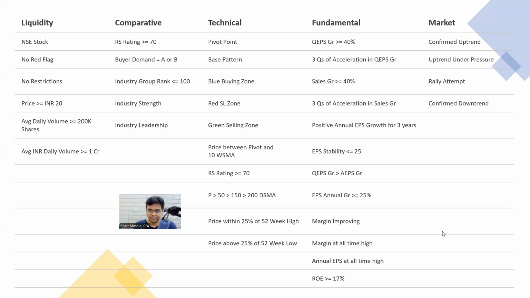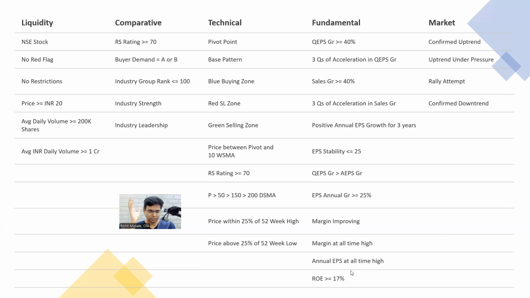Have a look at this criteria. This is the basic qualifying criteria. Not all stocks will meet all of the criteria. Our objective is to see how close a stock comes to all of this criteria. So for example, in fundamental, you have 12 different criteria. So you want to see at least 50% of the criteria to be met, right? So let's say at least six.